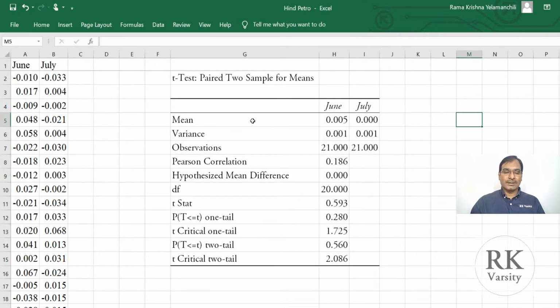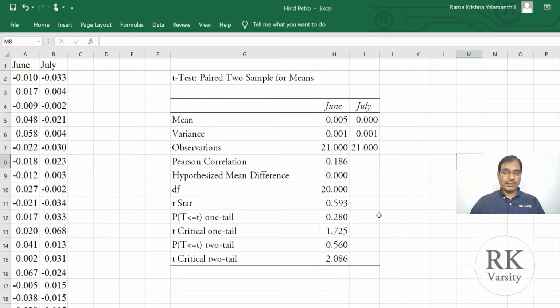Now observe that the mean return for the June month is 0.005, whereas for the July month it is 0.00. There is no positive or negative return for the month of July, whereas in the June month you have a positive return. The variances, 0.001 and 0.001, are the same, and both have a number of observations of 21, and the correlation is 0.186.